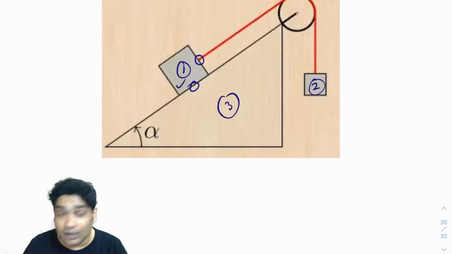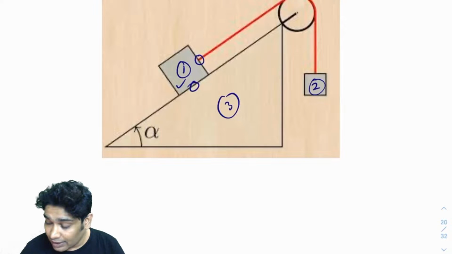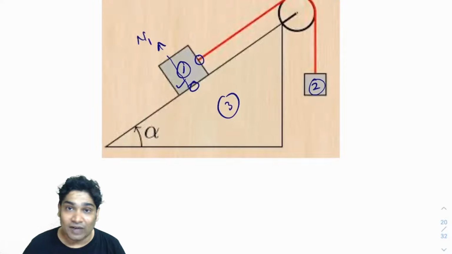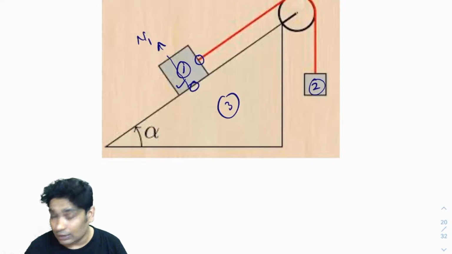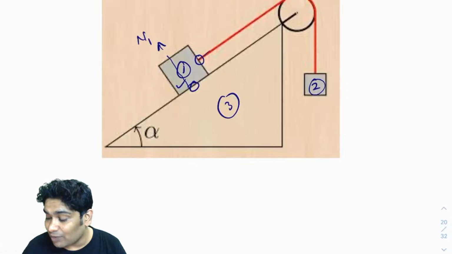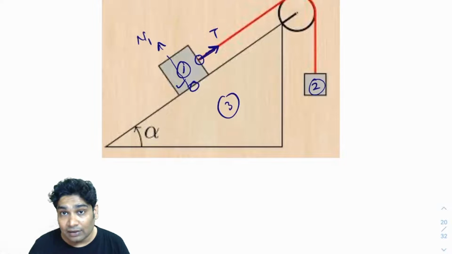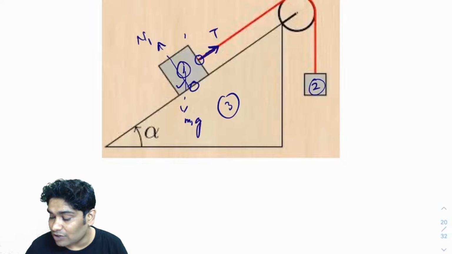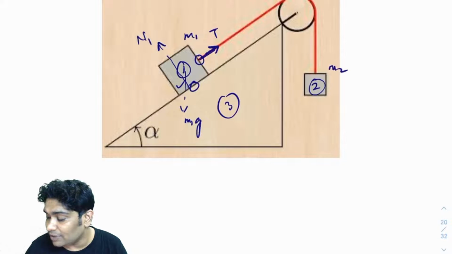This is a solid contact which will give rise to an N. It would be along the common normal, which is this. It will be a push, which is this. So let's call this N1. So it will feel an N1 because of this solid contact. Then this string will pull it along the length of the string. So this should give rise to a tension. And so these are the two contacts taken care of. And finally, of course, you should have the mg. So m1g. Let's call the mass of this m1 and the mass of this m2.